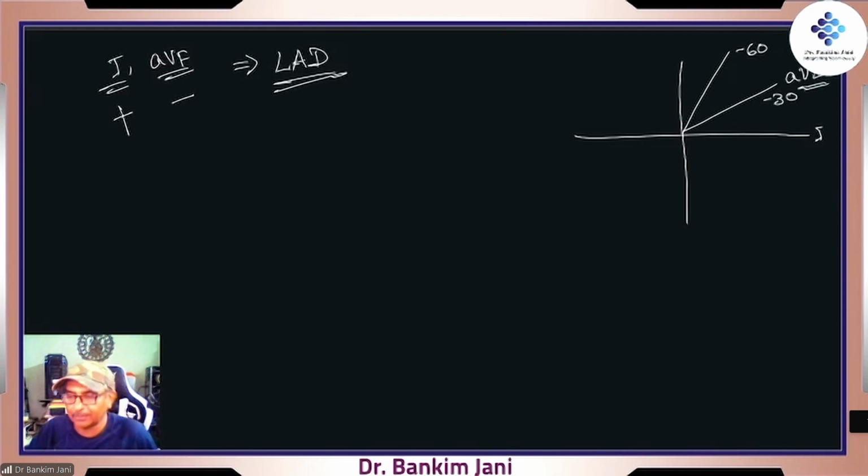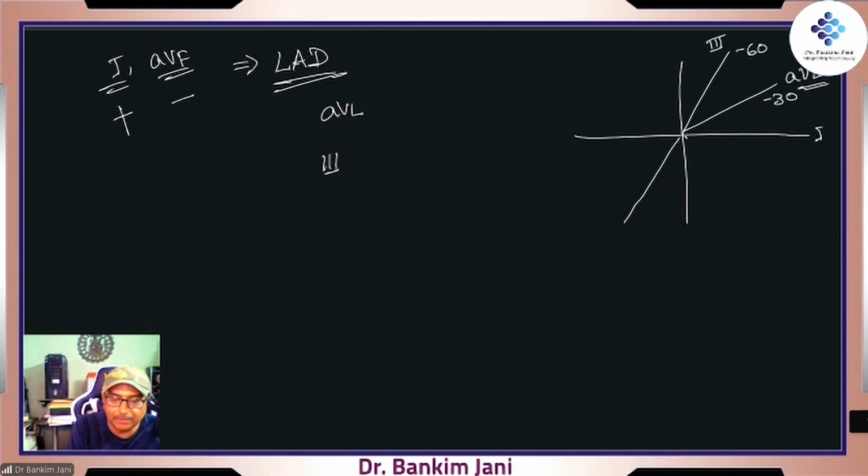AVL. That's right. AVL. Which lead is at minus 60? Which lead is at minus 60? That's right. Right? Because over here it would be 2, or here it would be 3. So this would be lead 3. Right? We are picking up fast now. So over here, we have to watch 2 leads. Right? One AVL and second one is the lead 3.